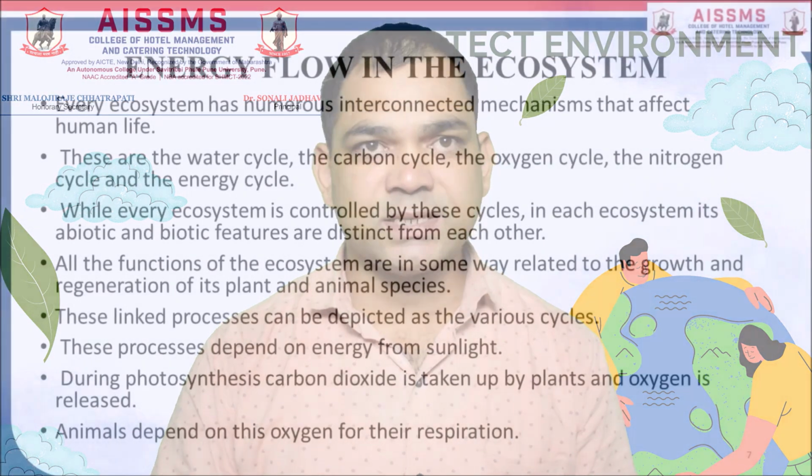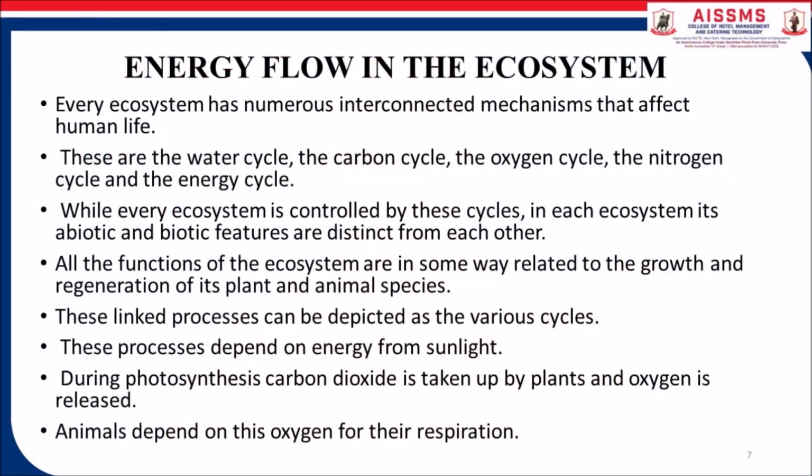Now let us discuss energy flow in the ecosystem. Every ecosystem has numerous interconnected mechanisms that affect human life. These are the water cycle, the carbon cycle, the oxygen cycle, the nitrogen cycle and the energy cycle, while every ecosystem is controlled by these cycles.